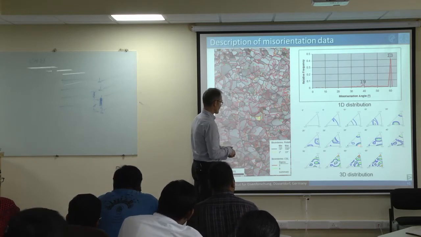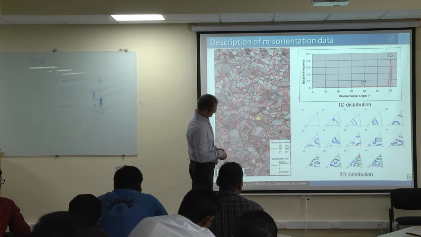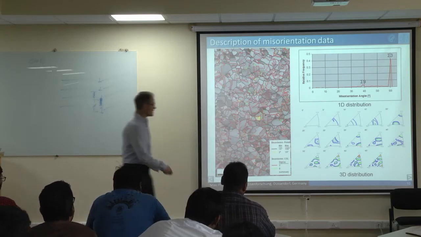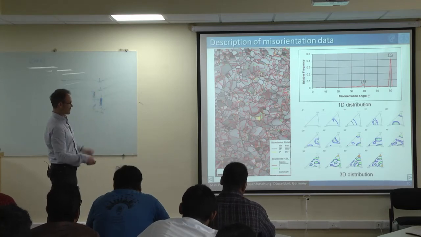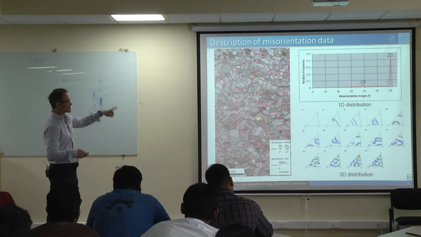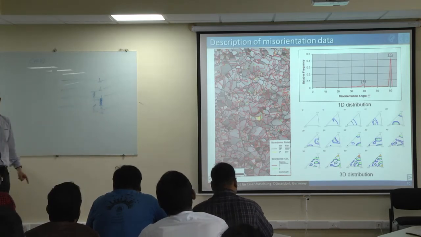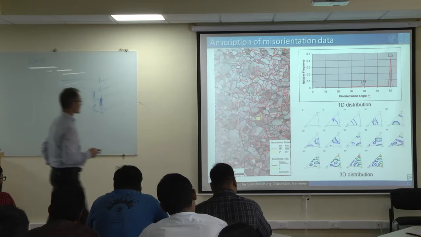I need to look somewhere else. It must be here. But still, it's not very, very strong. But there is a little concentration here at 110. So these things you can see here now. You can see that there are certain preferred misorientations, and I will show you in a moment that this has a very big potential to look at misorientation data.